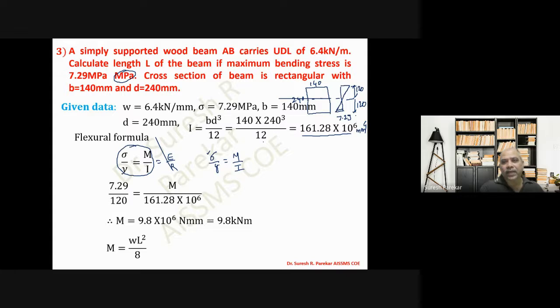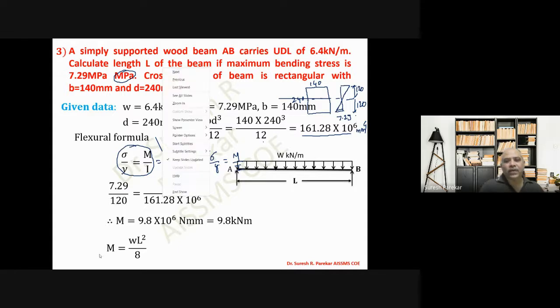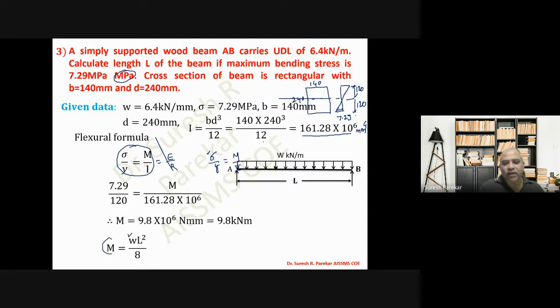Now we have the given UDL. For a UDL on a simply supported beam, the bending moment is equal to WL square by 8. Now we know the value of M, we know the value of W, and we have to find L. So we put the values: 6.4 L square upon 8 equal to 9.8, and from this we get L equal to 3.5 meters. So the length of the beam is 3.5 meters.